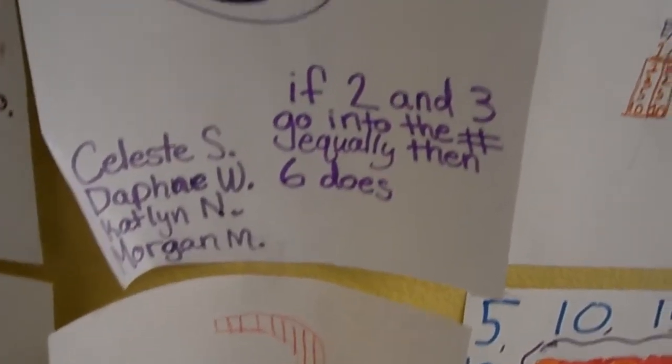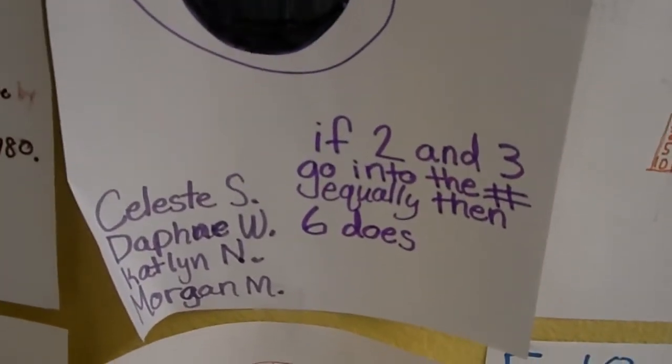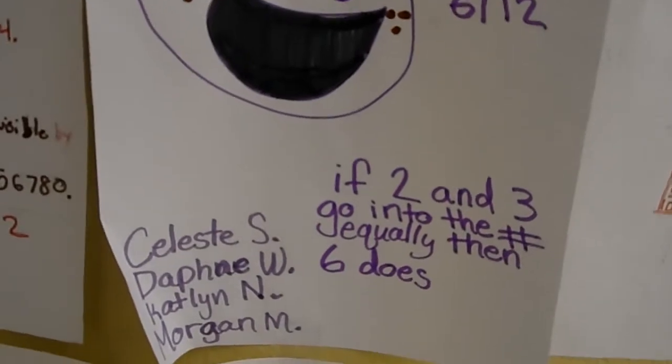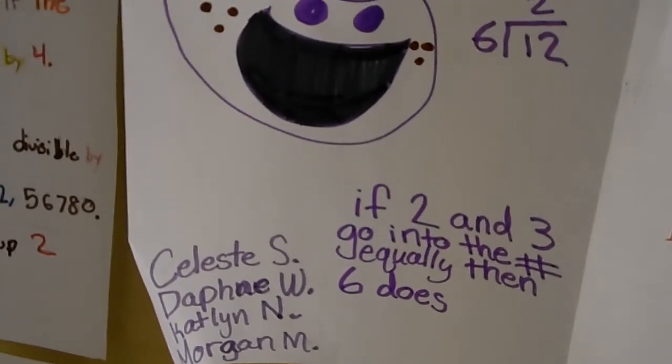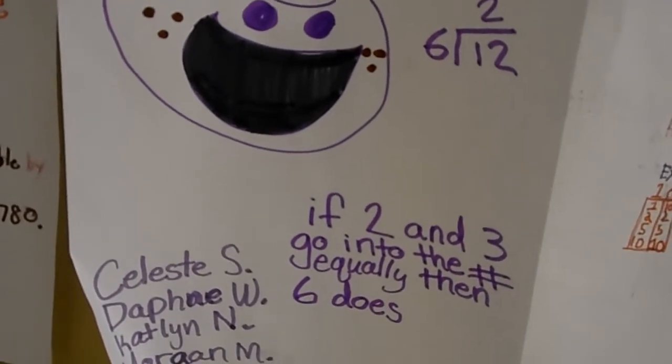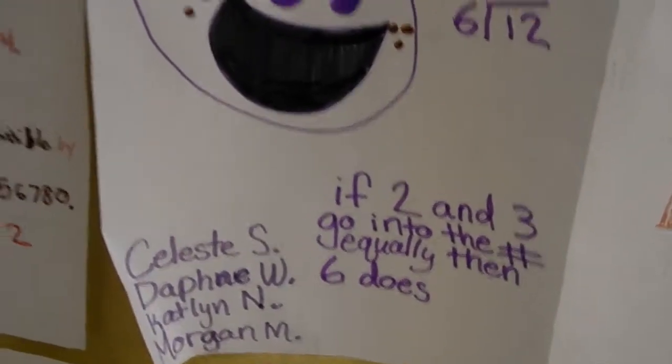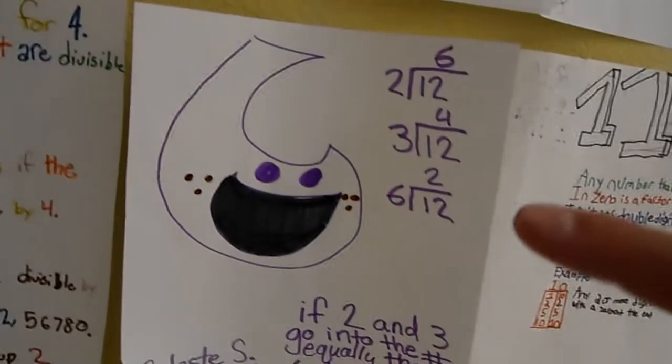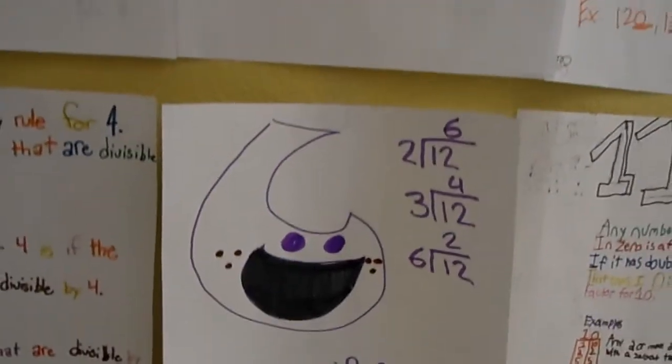Let's move on to 6 now. See, 6 I really like. 6, if 2 and 3 go into a number, then it is also divisible by 6. We have divisibility rules for 2. We have divisibility rules for 3. If a number is divisible by both, then it's divisible by 6. They use 12 as their example.